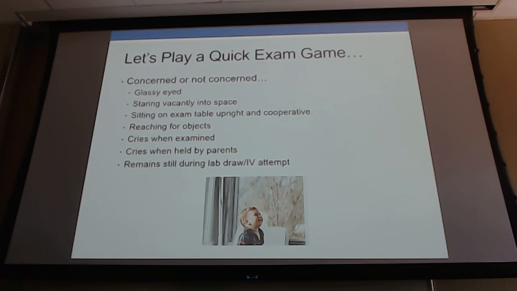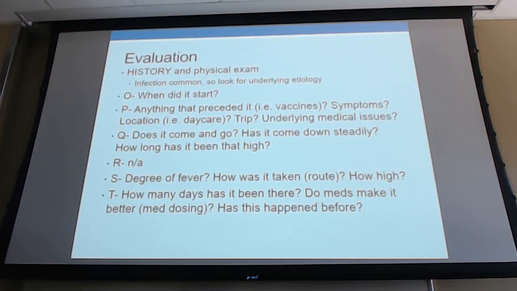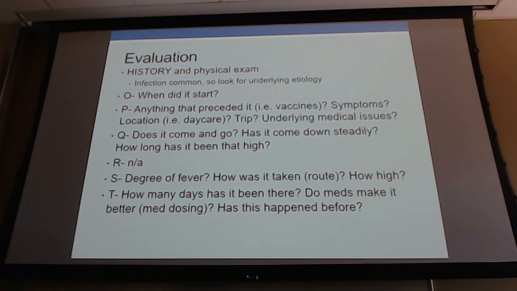Remains still with lab draws and IV attempts. That's concerning. Super concerned, right? Lab draws and IVs, you should feel like there's an octopus that has 17 legs that's trying to come out from the beyond, right? These kids, if they're laying there and they look at you like, help me, with these glassy eyes, very concerned. Perfect. When you're taking a history, there are other things to consider.